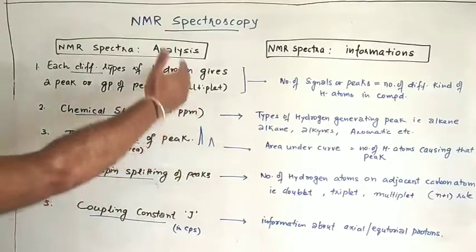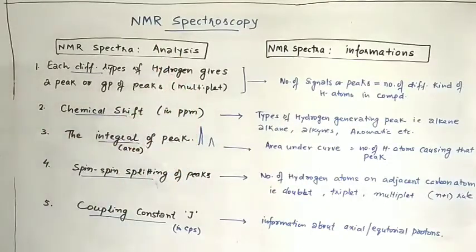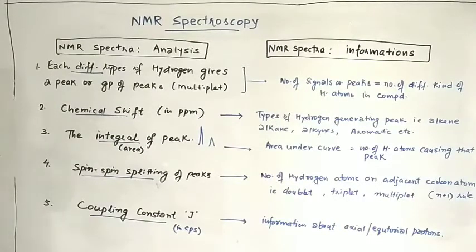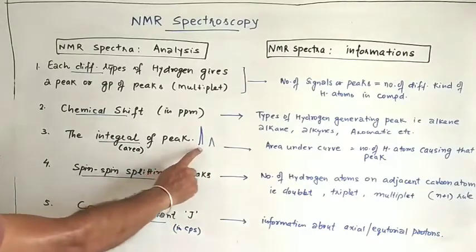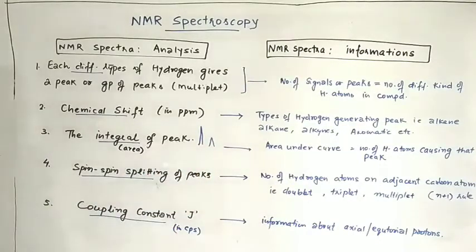The length or height of the peak gives information about the number of hydrogen atoms. The more the height, the more the number of hydrogens causing that peak. So we must know the integral of the peak to find out how many equivalent protons are collectively causing that peak. If the area under the curve is more, the height of the peak is more. You can compare here: the height of this peak is more, so this peak is given by more hydrogen atoms, almost double the number as compared to this second peak.